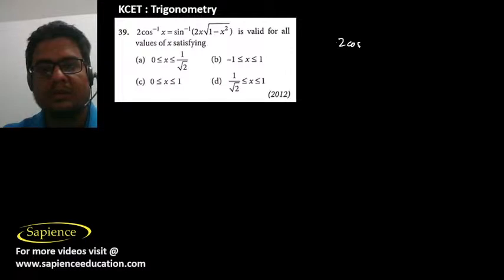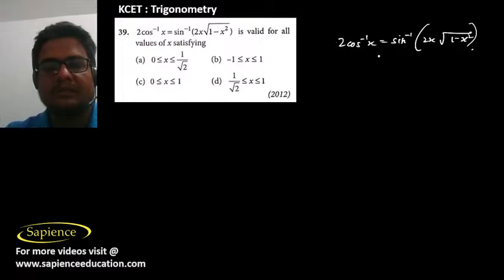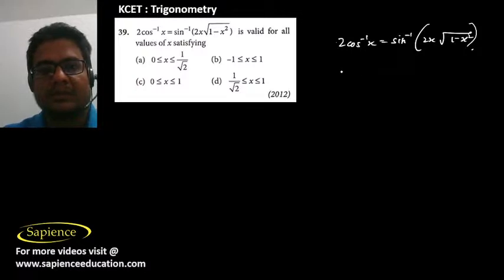2 cos inverse x is equal to sine inverse of 2x root over 1 minus x square. This is valid for all values of x satisfying what? Okay.